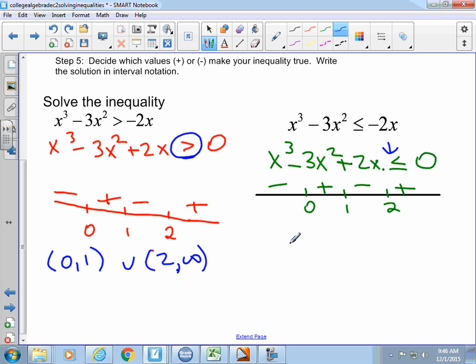Less than or equal to 0. What kinds of numbers are less than 0? Negatives. So negative infinity to 0. Bracket. Why bracket? Equal to. Good. And then 1 to 2. Any questions about that?